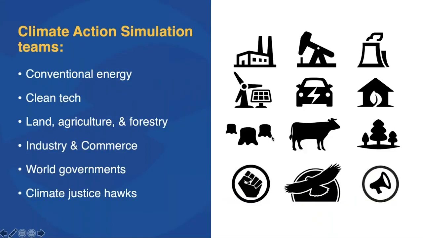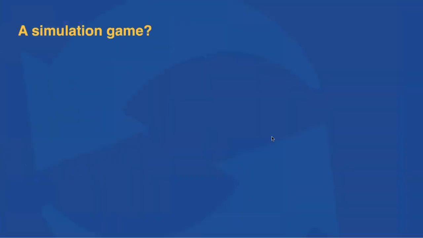So there are typically 6 different groups within the climate action simulation: conventional energy, representing your fossil fuel industry and interests, clean tech, land, agriculture, and forestry, industry and commerce, representing your electric car companies, your energy efficiency service providers. Then there's a governments group. Sometimes there's 3 different governments groups, depending on how you want to play it. And the climate justice hawks, that's our activist group.